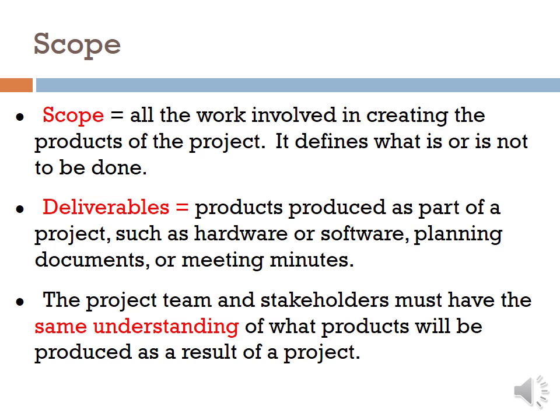In order to have a better understanding of what a scope management plan is, we'd have to talk about what a scope is. A scope is all the work involved in creating the products of a project. It defines what is or is not to be done. Next is deliverables, which are the products produced as part of a project such as hardware or software, planning documents, or meeting minutes. The project team and stakeholders must have the same understanding of what products will be produced as a result of a project.